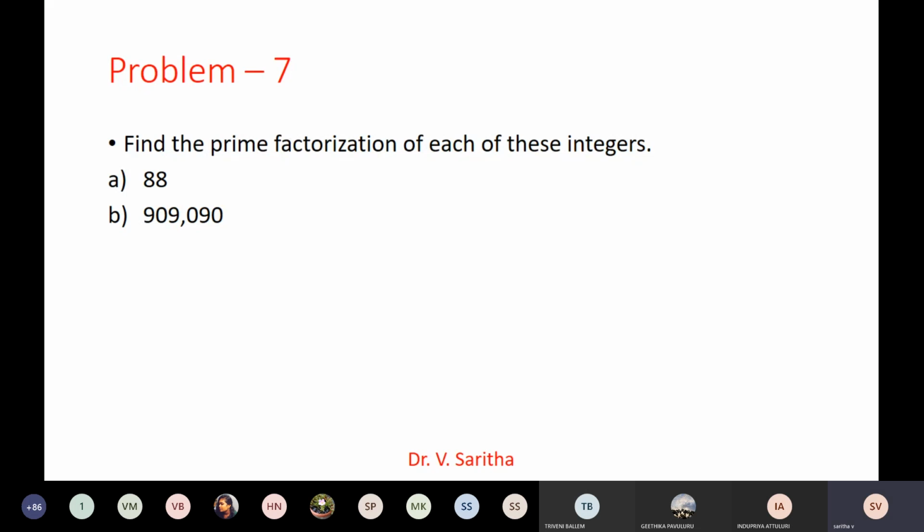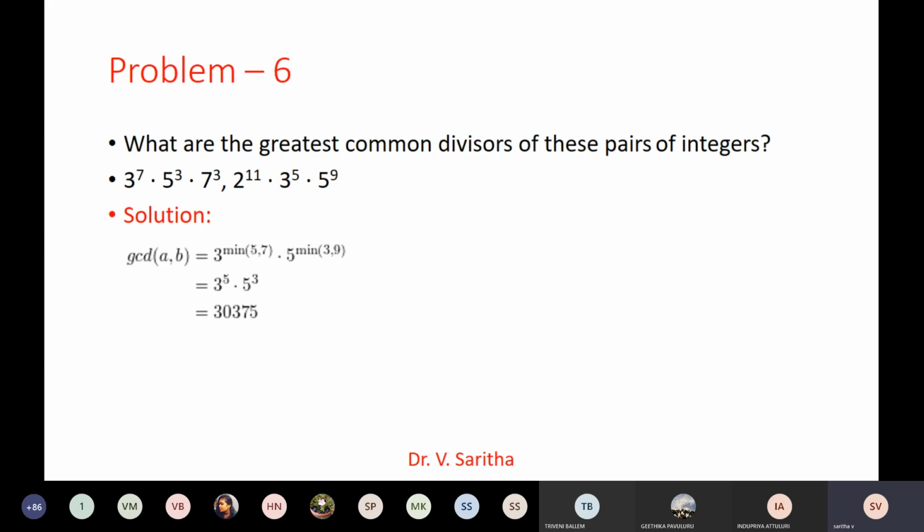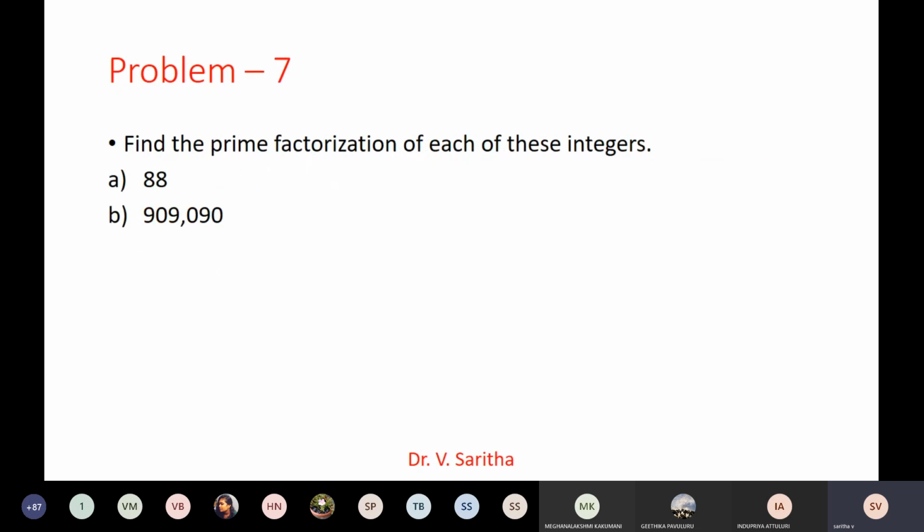The next question. In this particular case, can you find what is the LCM? What will be the LCM here? 2 power 11 into 3 power 7 into 5 power 9 into 7 power 3. Yes. Instead of taking the minimum, you are supposed to go with the maximum. So that will be your LCM in this particular case.